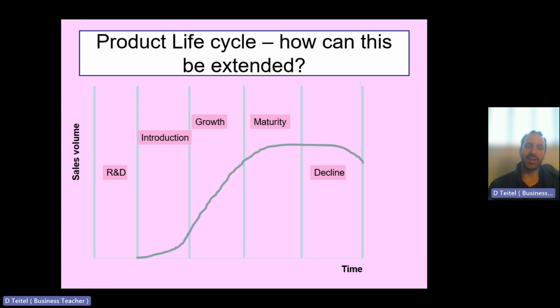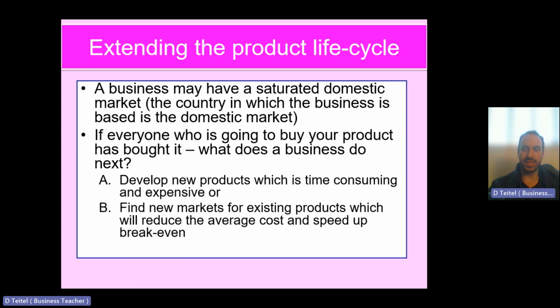So product lifecycle, how can this be extended? So you've got the research and development that comes before the introduction, the growth, maturity, and the decline. So when we talk about extending the product lifecycle, a business may have saturated a domestic market, so the country in which the business is based. Everyone who is going to buy your product has bought it. What does the business do next?